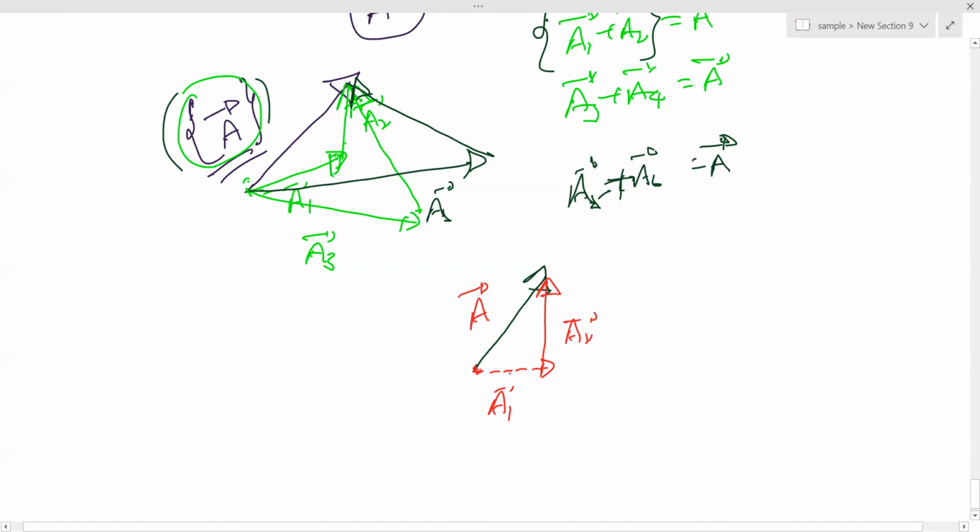Then A1 magnitude squared plus A2 magnitude squared, that means the length of A1 squared plus the length of A2 squared will give you the length of A squared. Got it? Yes, sir. So I can write this as A1 vector plus A2 vector is equal to A vector, right? Yes, sir.